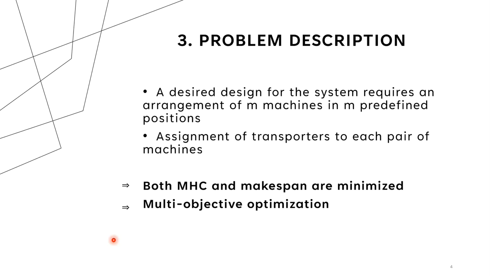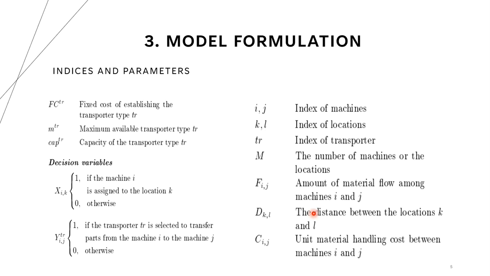Now let's move to the next part, which is the problem description of the research. As you can see, a design for the system requires an arrangement of M machines in M predefined positions and assigning a transporter to each pair of machines in order to minimize both material handling cost and makespan. The next slide: before setting the objective and constraints for the research, we need to understand the index and parameters first, and these are shown in the picture on the screen.